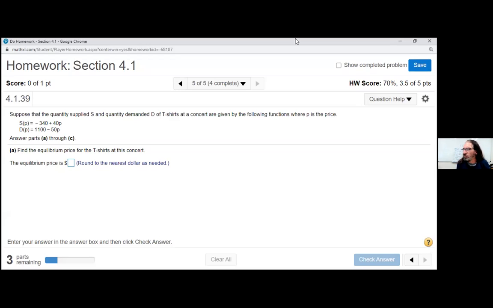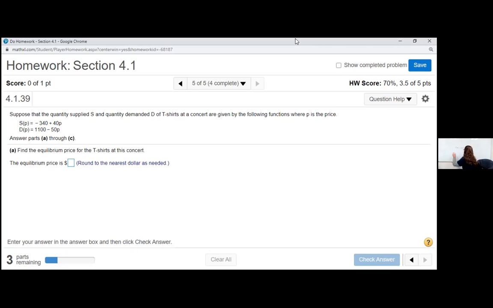So we've got S of P equals 340 plus 40P. S of P, 340 plus 40P. Apparently, as the price goes up, so will the supply.